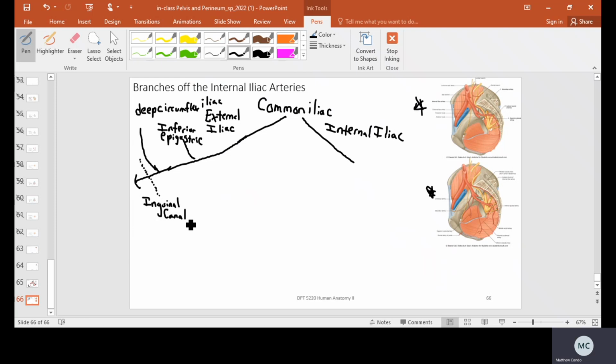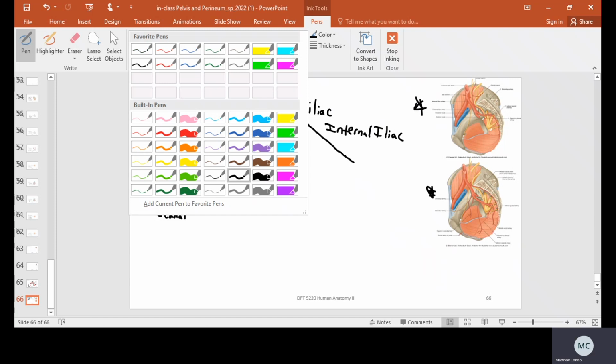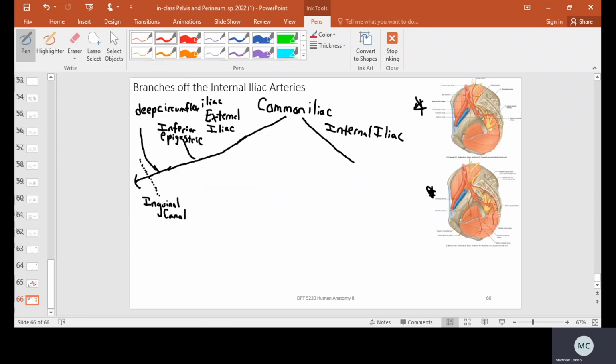My internal iliac artery is going to have two different divisions. I'm going to draw in two different colors. It's going to have an anterior division and it's going to have a posterior division.